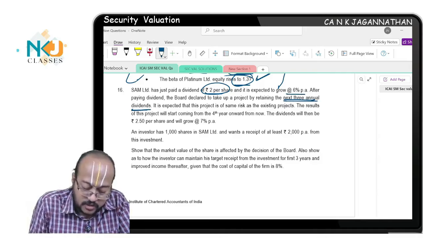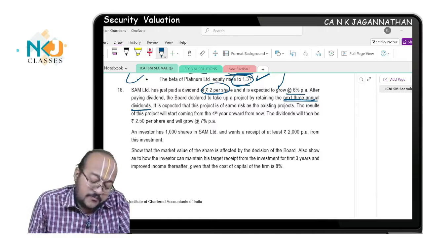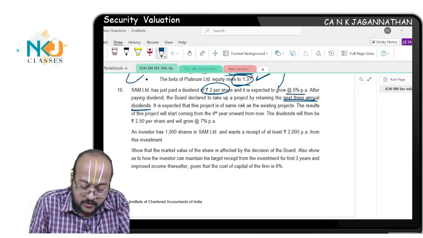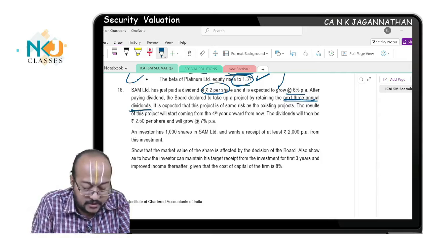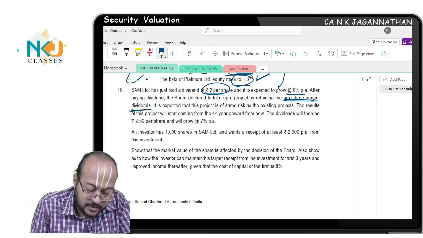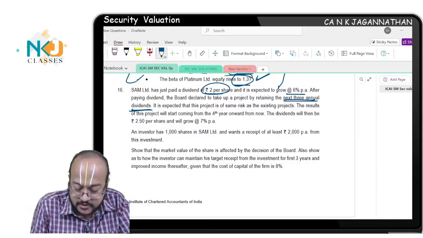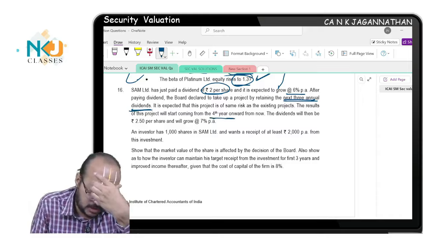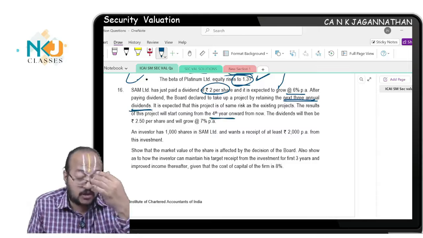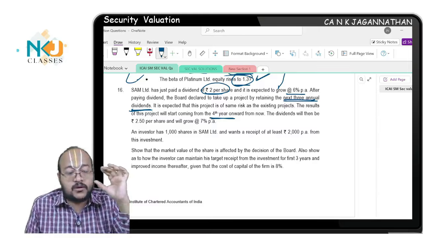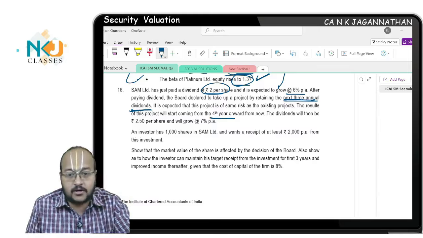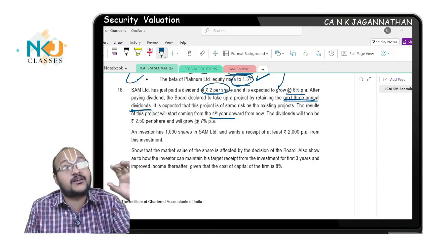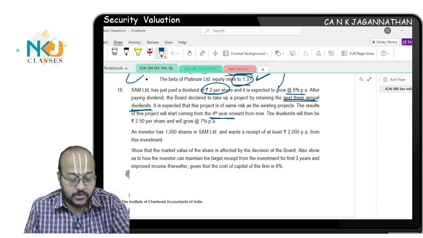Then there is a new project. By undertaking this project, for the next 3 years, they will retain the dividends. It is expected that this project is of same risk as the existing projects. The result of this project will start coming from the 4th year onwards from now. Once you retain the money, the first 3 years you may not pay dividend, but from the 4th year the dividend will be increased since the earnings will also increase.